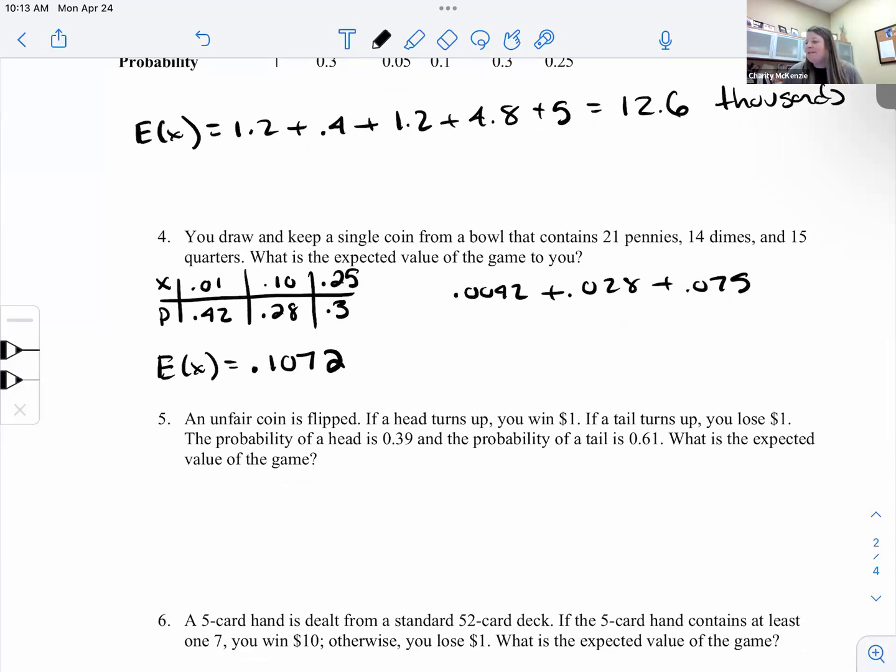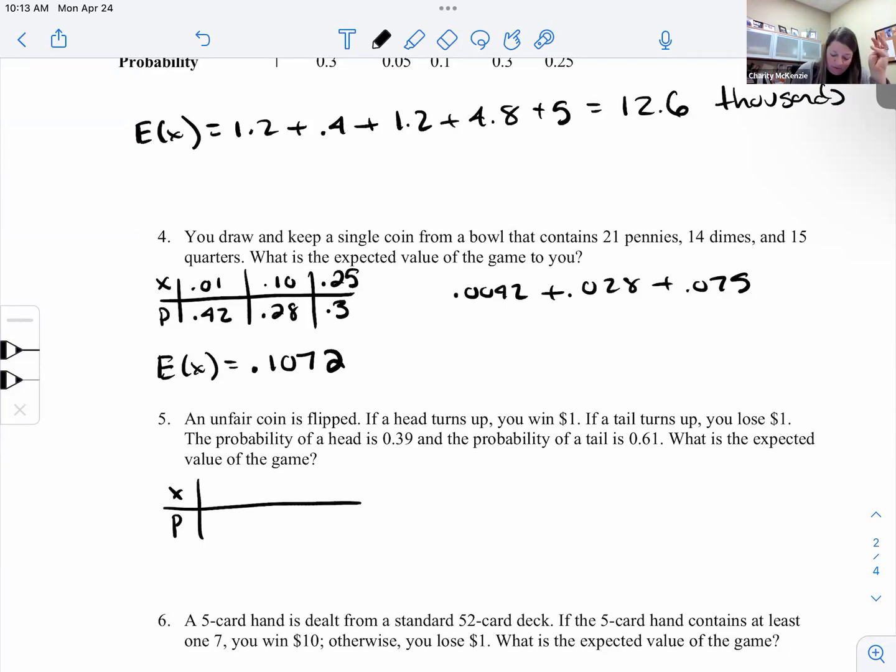All right. So the next one asked about flipping an unfair coin. We're going to toss this coin. If heads turns up, you win $1. If tails turns up, you lose $1. So let's do our little chart again. This is always where you want to start. Every single condition has to be taken care of.